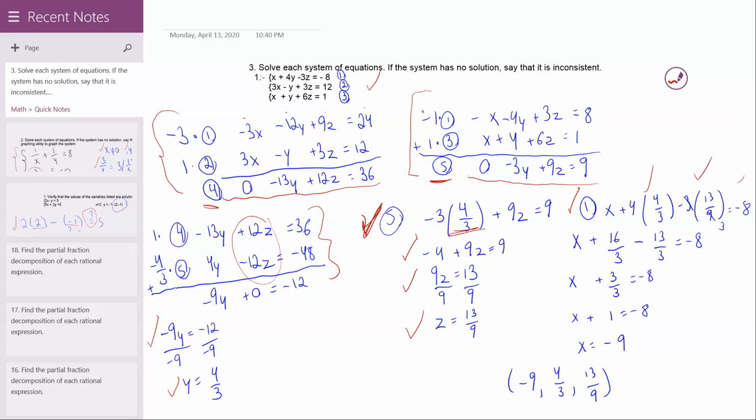When we simplify, we get this equation. We simplify, and then we get x plus 1 equals negative 8, x equals negative 9. And again, that's not the full solution. This is the full solution when we put it into a set of coordinates. So negative 3, 4/3, 13/9 is a solution where these three equations intersect in 3D.